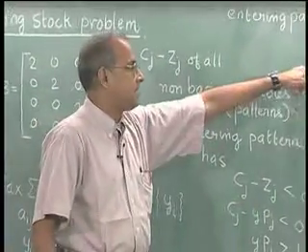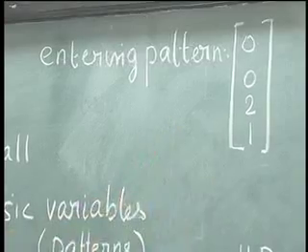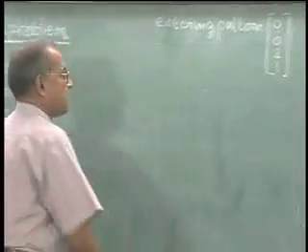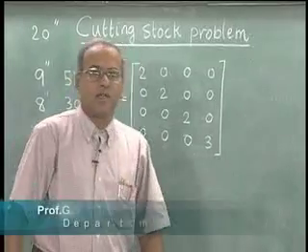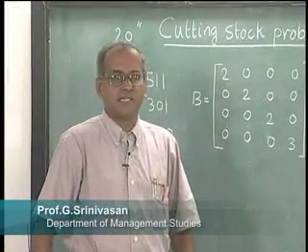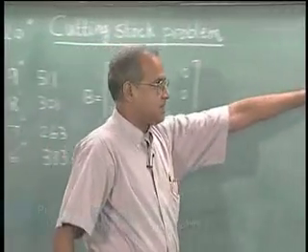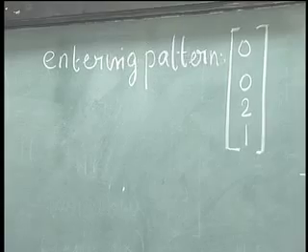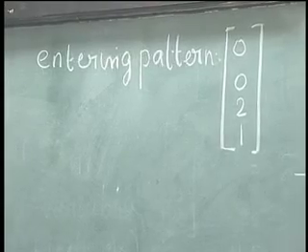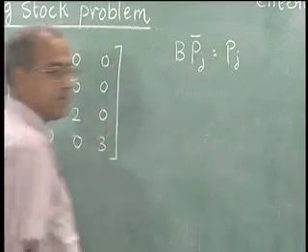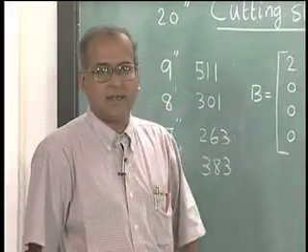So, this pattern enters the basis and it has to replace one of the 4 existing patterns. In order to find out the leaving pattern or the leaving variable, we need to find out p bar j associated with this p j. So, p bar j is always given by B into p bar j equal to p j, where p j is the entering pattern.